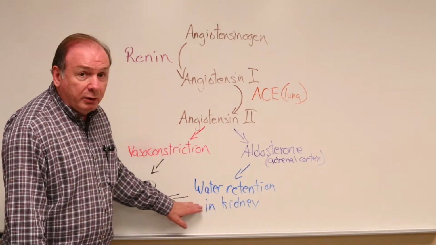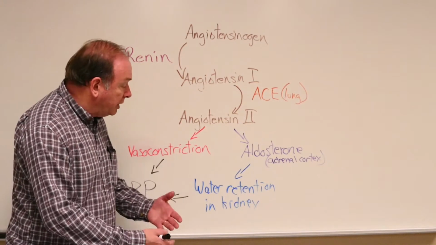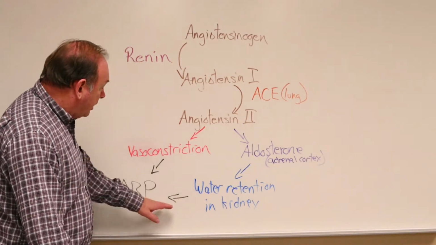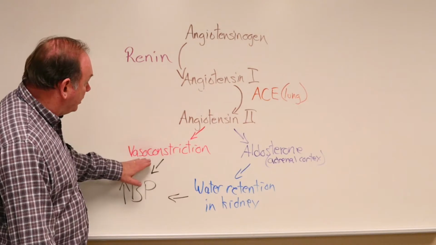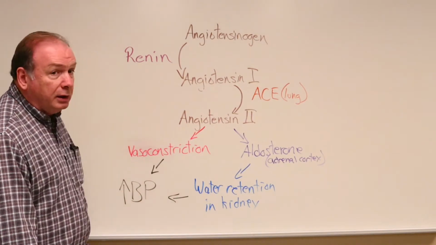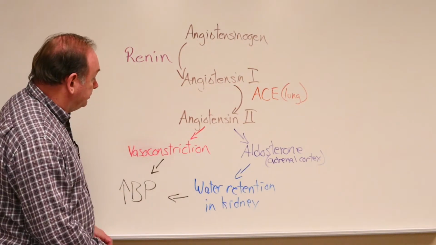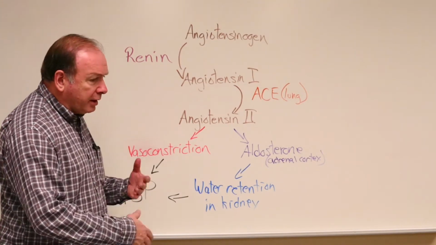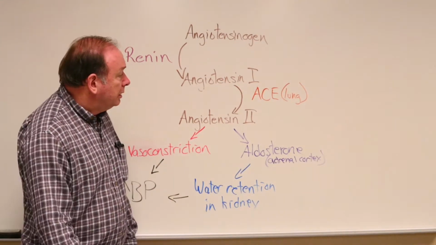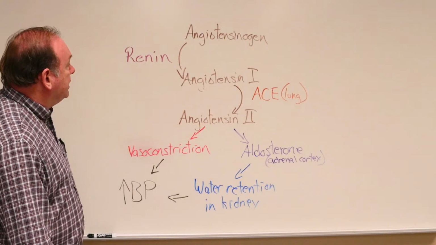Aldosterone causes water retention, so you don't lose as much water. And both of these things, retaining your water and constricting your blood vessels, lead to an increase in your blood pressure and returning of the normal flow through the kidney.